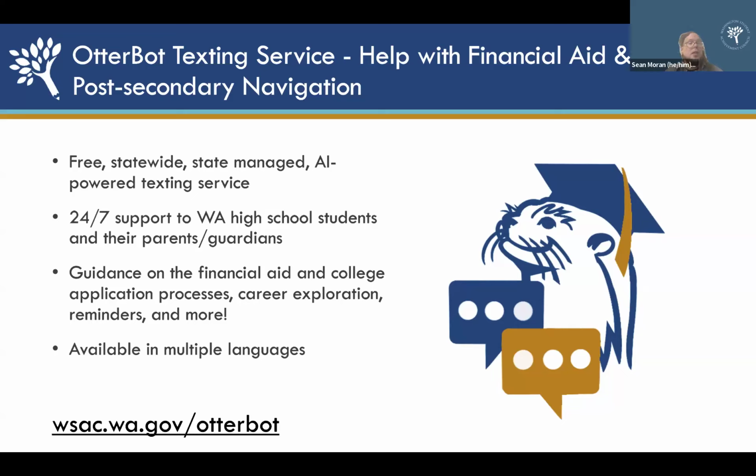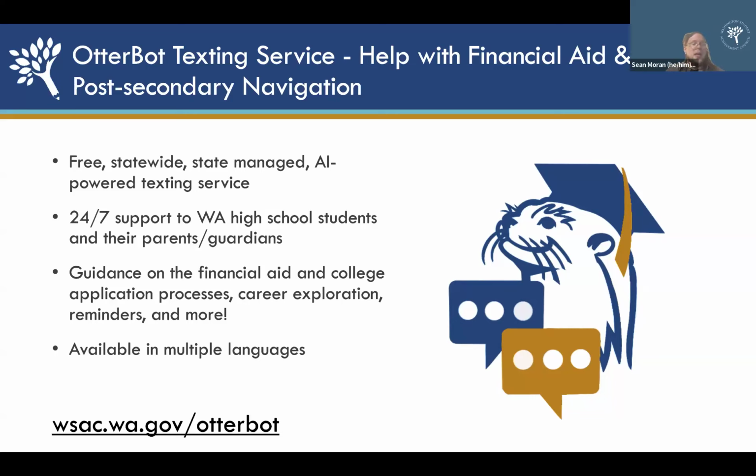Students who have a phone number in the college bound system are automatically enrolled in Otterbot, but they can always opt out if at any time they're like, I don't want to do this anymore. But we always want to make sure that students are getting the resources in whatever ways are most accessible. One of the helpful things with this is it's 24/7 support to Washington high school students and their parents and guardians. There is a parent bot as well. So they can ask questions, but they also have campaigns.